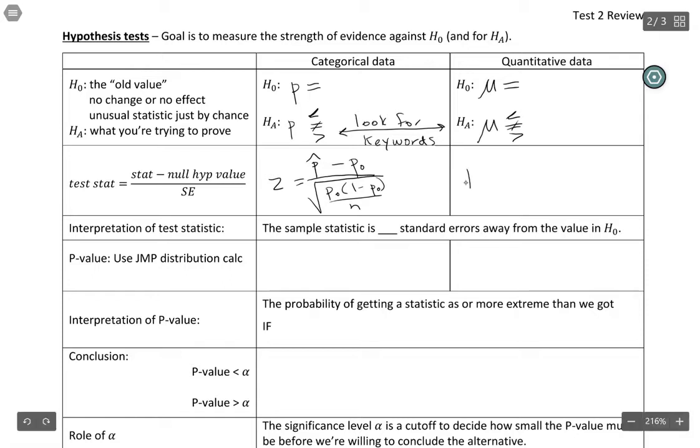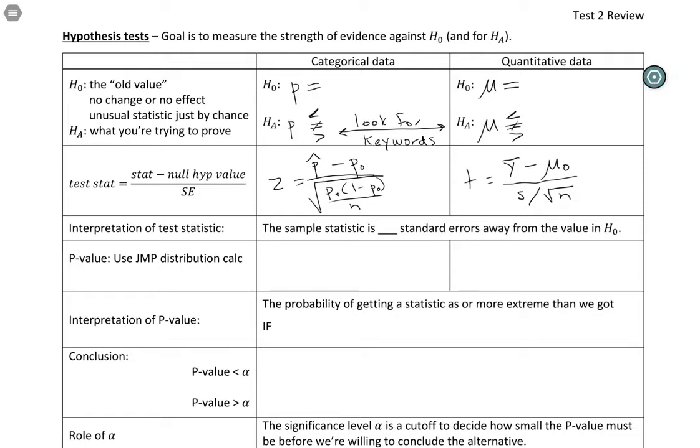Okay, for quantitative data, it's called a T statistic. Your statistic is your sample mean. You're taking the value of mu from the null hypothesis, and then again, I'm just filling in the formula for the standard error. So that's how you calculate the test statistic, and that's going to tell you how far your sample statistic is from the null hypothesis value, right? If you look at the numerator of each of those fractions, it's showing the distance between the sample statistic and the null hypothesis value. But it's talking about that distance in terms of standard errors. So how many standard errors between the sample statistic and the null hypothesis value?